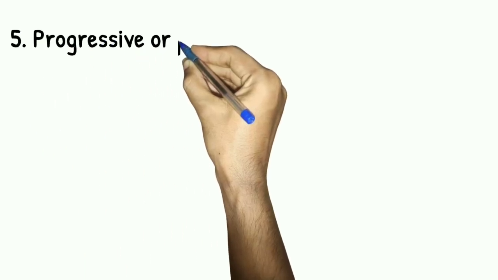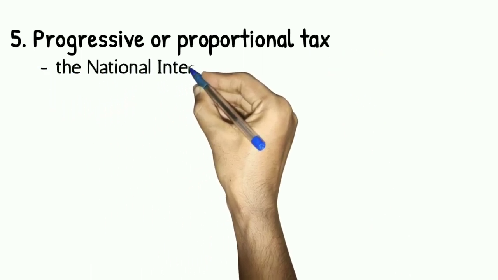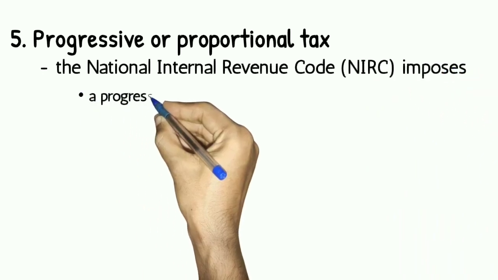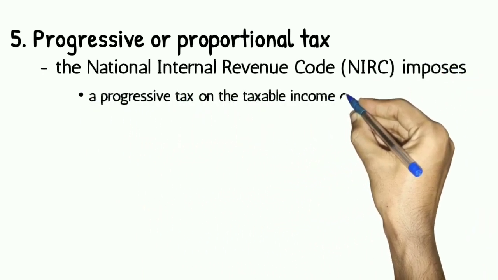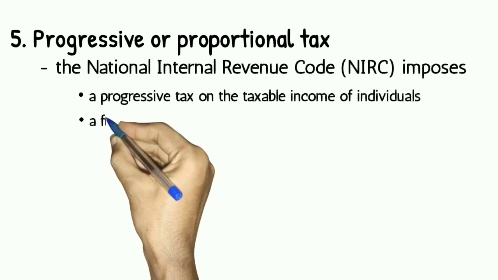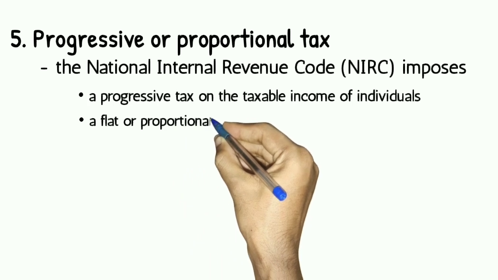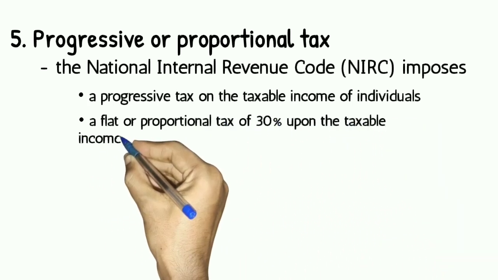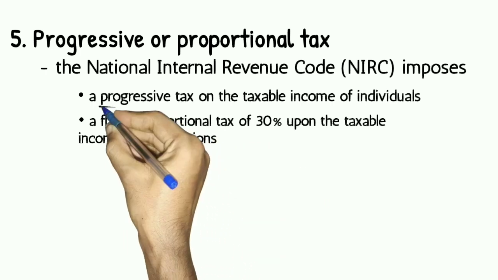Next, the fifth characteristic of the regular income tax is progressive or proportional tax. The National Internal Revenue Code or NIRC imposes a progressive tax on the taxable income of individuals, while it imposes a flat or proportional tax of 30% upon the taxable income of corporations.